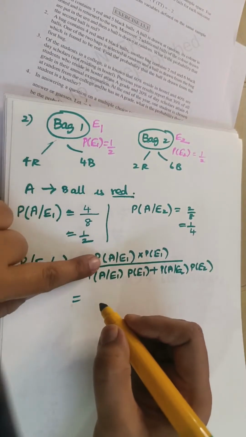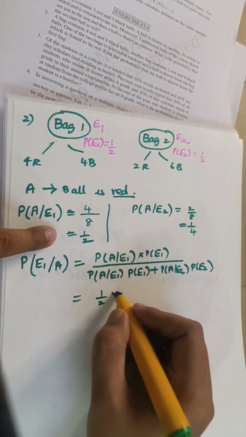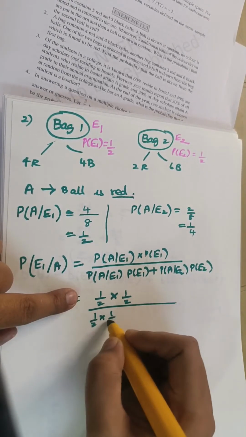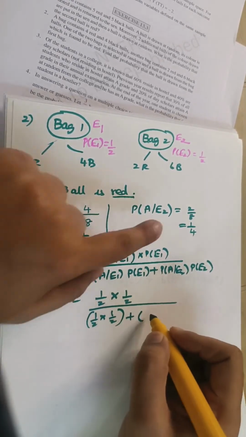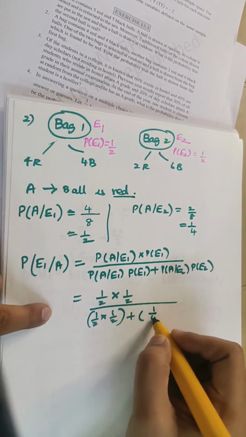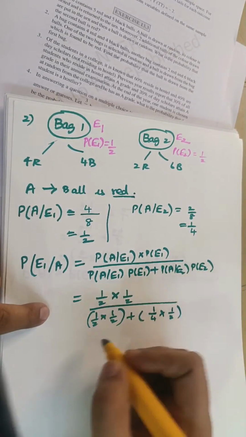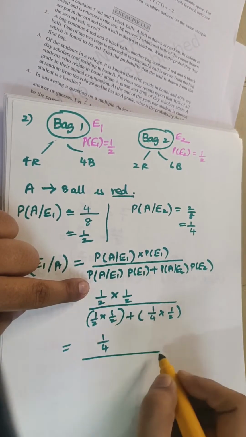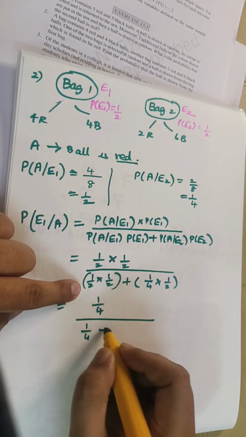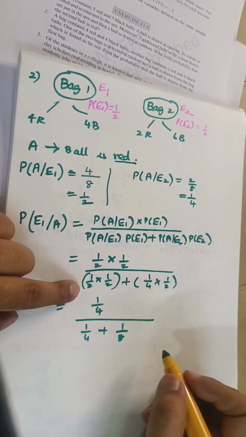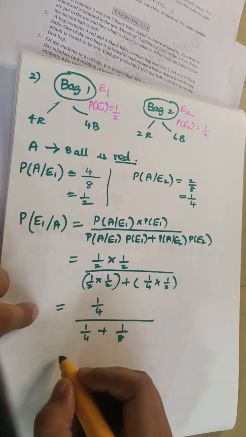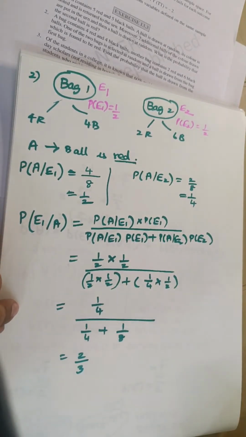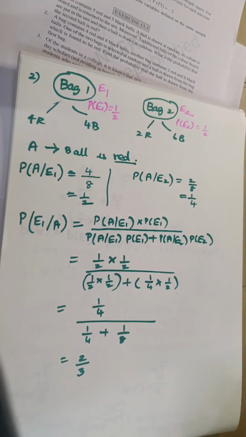So P of A slash E1 is 1 by 2, P of E1 is 1 by 2, divided by, this we already know, 1 by 2 into 1 by 2 plus P of A slash E2 which is 1 by 4, and P of E2 is 1 by 2. So numerator is 1 by 4, and denominator I have 1 by 4 plus 1 by 8. Take the LCM, simplify. Your final answer will be 2 by 3. Any doubt in this?